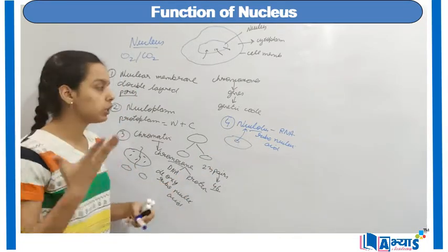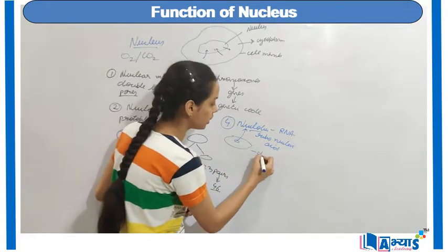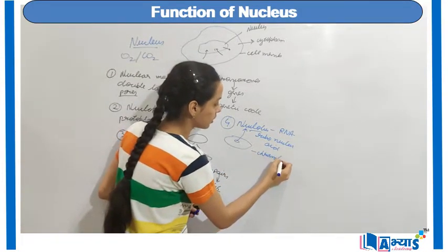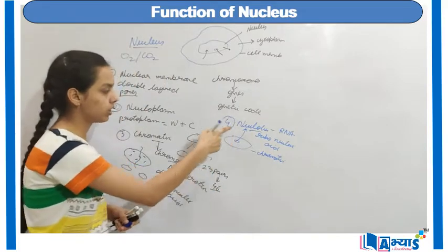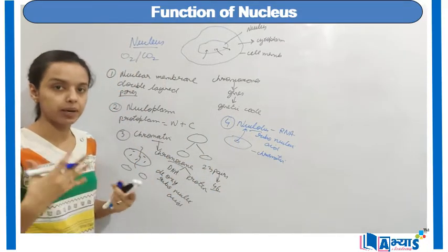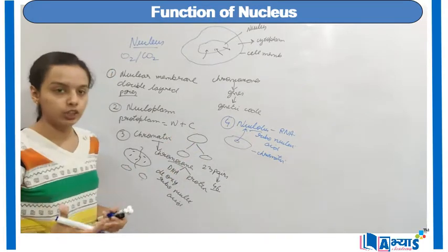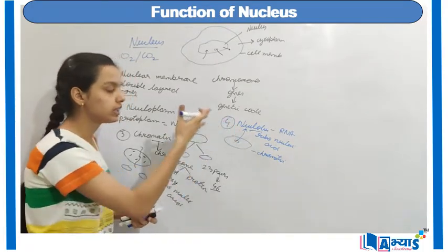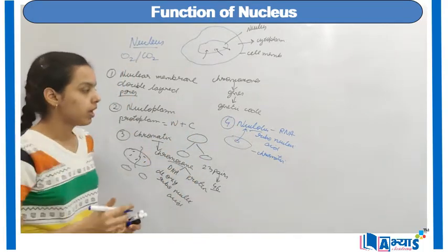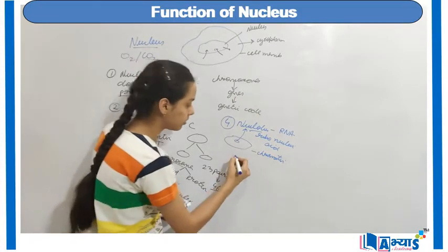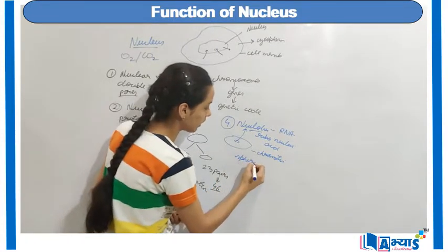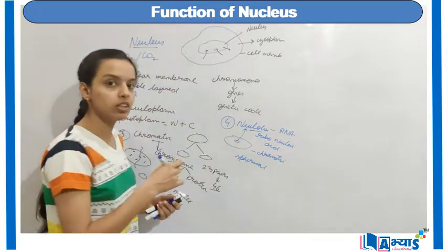So it is actually a non-membrane body found inside the nucleus. Most of the time the nucleolus is attached to the chromatin. So you can always find the nucleolus and the chromatin in pairs. That means they are attached to each other. They are actually spherical in shape, a circular body, found inside the nucleus.